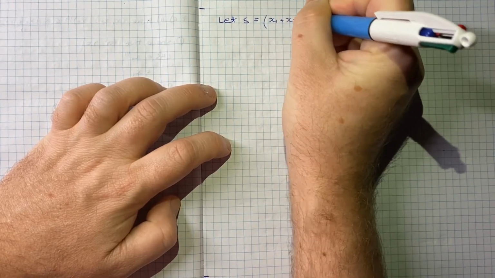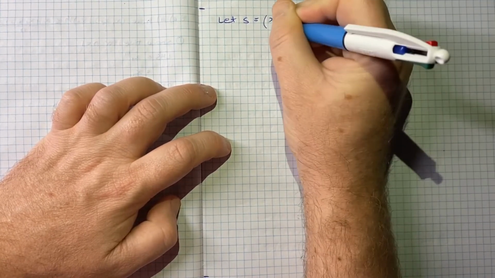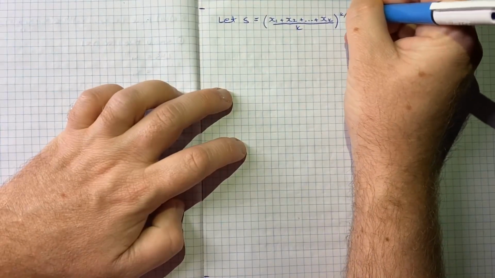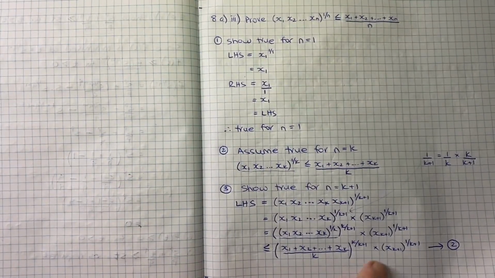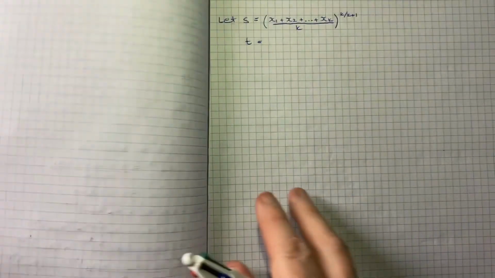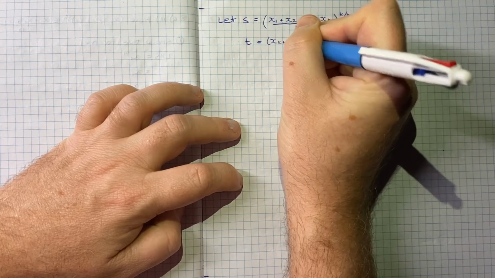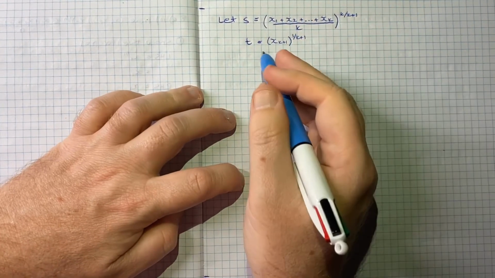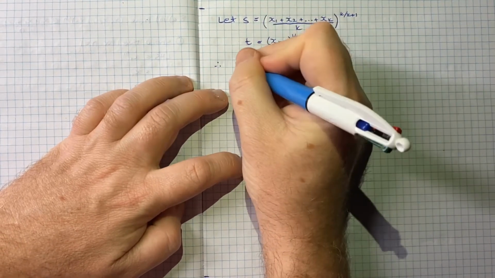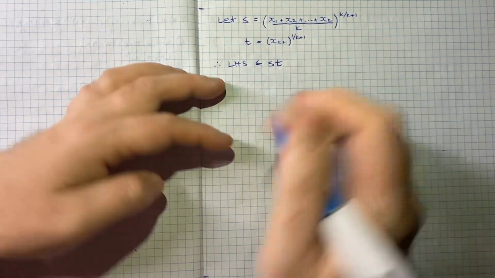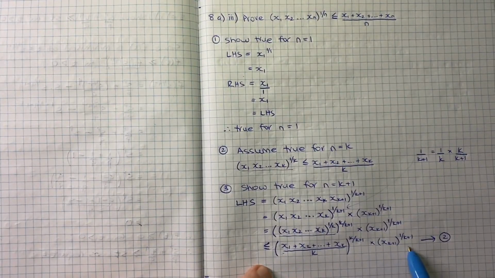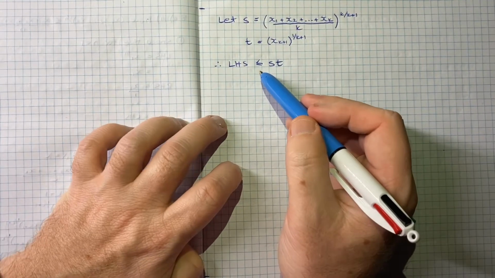So let's turn over and let's say let S equal this bit here. So it's x1 plus x2 and so on up to xk on k, to the power of k on k plus 1. We're going to let that be S, and let's let T be this second bit here, x k plus 1 to the power of 1 on k plus 1. So according to those definitions, we can say that our left-hand side can be written as being less than or equal to S T, since that's where we got to here, S times T.